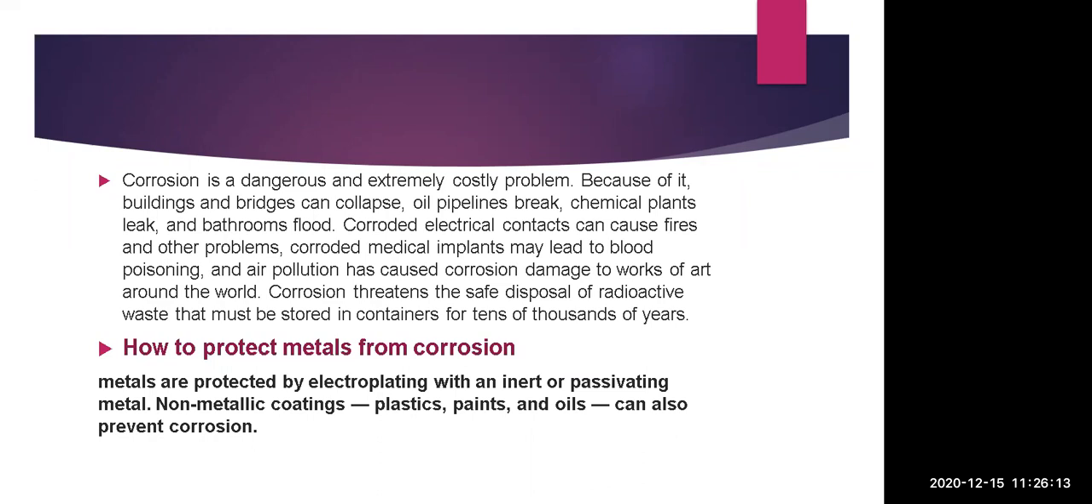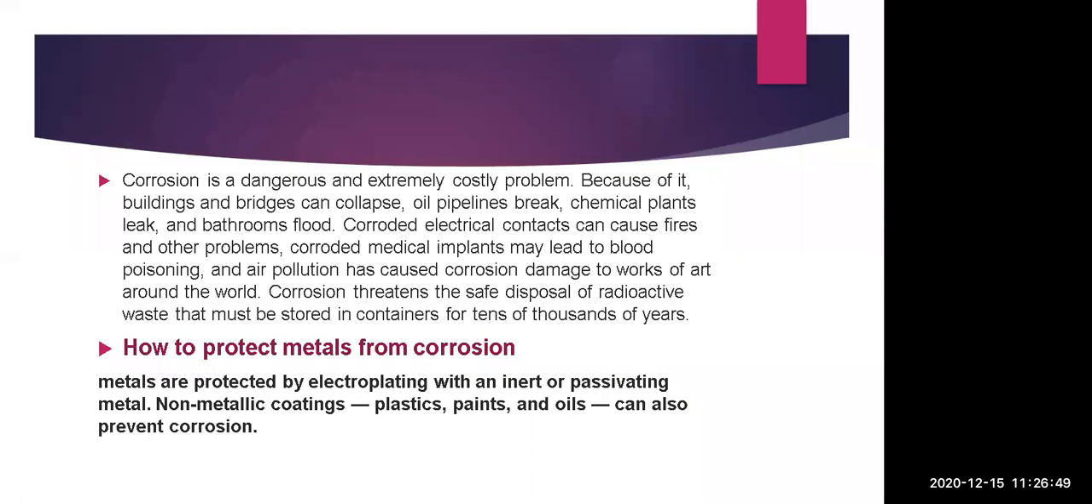So here in this case, to protect the metal from it, we are electroplating it with an inert or passivating metal, so that because of this it will not corrode easily. If that electroplating is removed, then it can start corroding. But if you are electroplating it with an inert or passivating metal, it will not corrode easily. Non-metallic coatings like plastics, paints and oils can also prevent corrosion.